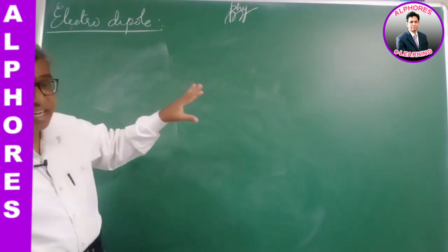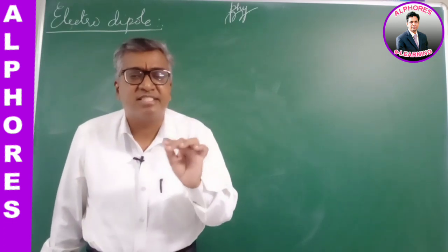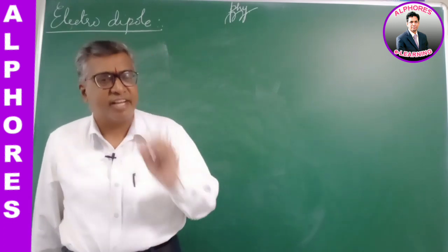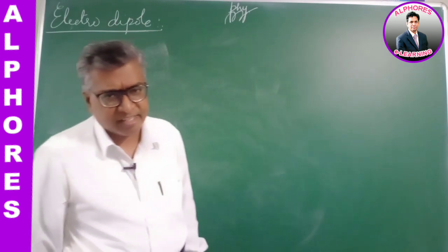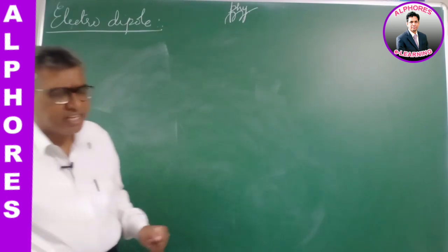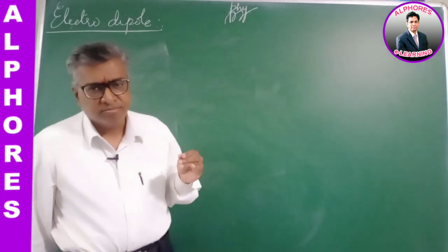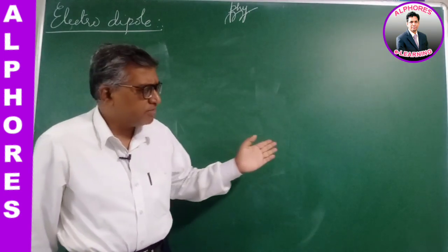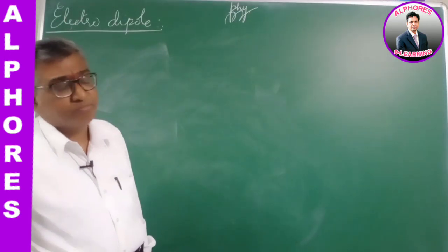It's a vector quantity. The direction of the dipole moment is the same as the direction of the length of the dipole. Dipole moment and length of dipole are both parallel vectors, in the same direction. And dipole moment has units coulomb meter. The CGS unit is debye. Dimensional formula L1 T1 I1, and it's a vector quantity.